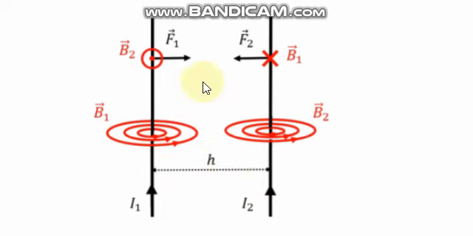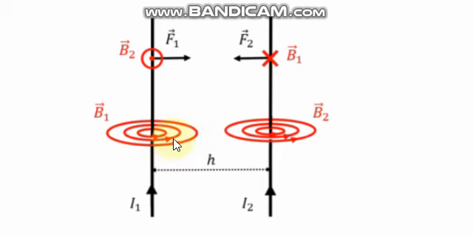In the figure you can see two current carrying wires, and you can also observe that the currents I1 in the wire 1 and I2 in the wire 2 are in the same direction. They are directed upward. First, let us consider this wire which is carrying the current I1, and the magnetic field produced due to this current I1 is B1, and its direction is counterclockwise.